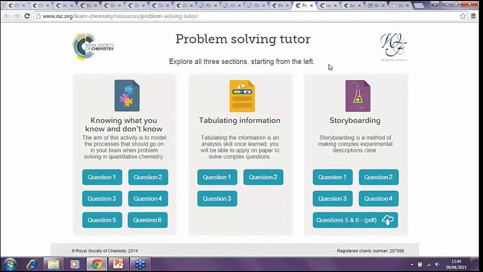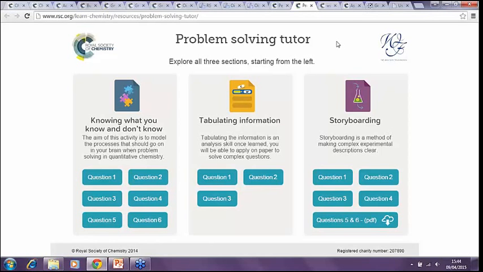Okay, so that's the problem solving tutor. As you go from left to right, these questions start off the easiest, getting harder through storyboarding. So you can start at the left. It tells you there, start off at the left and work your way through, and the questions get progressively more difficult.